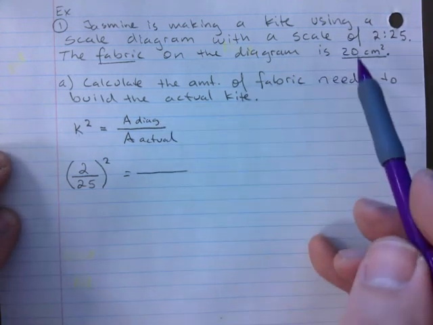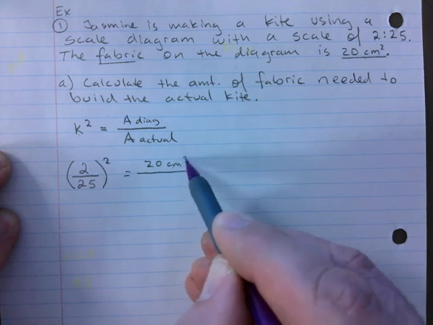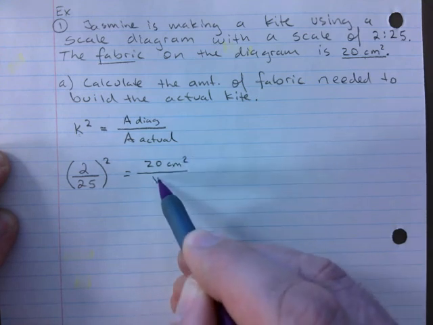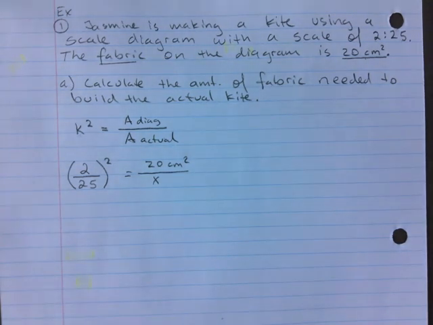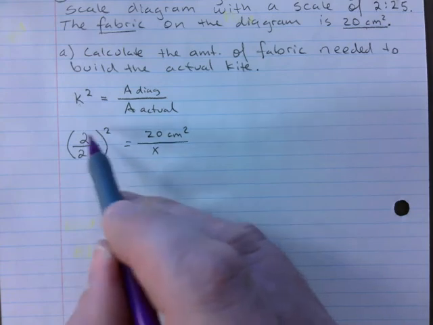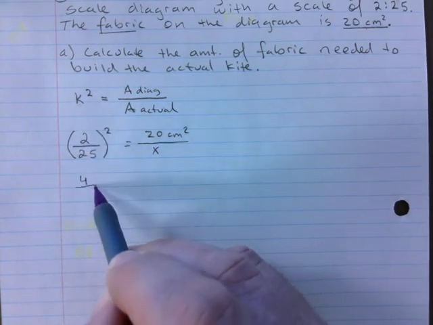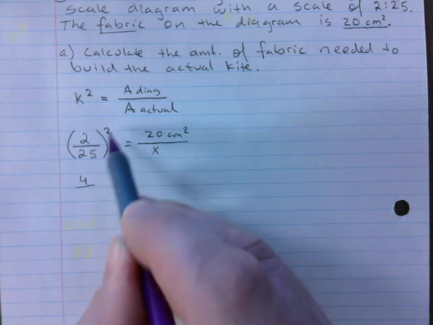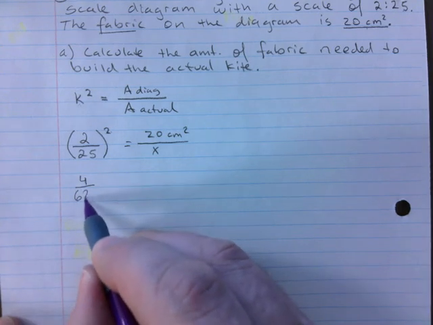And so we are given the area of the diagram, which is 20 centimeters squared. So we're going to figure out the area of the actual kite, like how much fabric in this case we need to get the kite. So when you have a fraction, square both of them, right? 2 squared is 4. 25 squared is 625. Yep, 625.